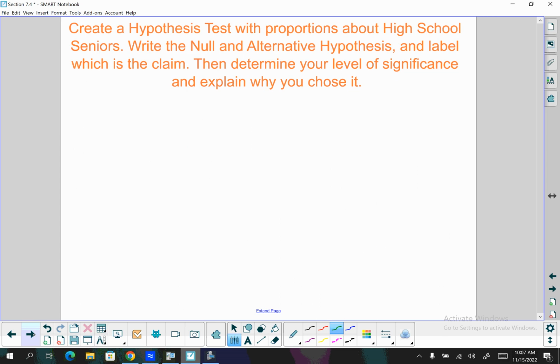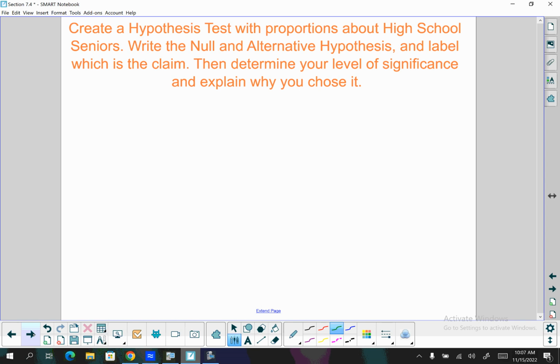Okay, last problem I put in here, again, just to kind of prepare you for your upcoming project. When you do your project, you're going to have some hypothesis tests and confidence intervals to do, but you also have to make your own hypothesis test about a proportion. So this says create a hypothesis test with proportions about high school seniors, write a null and alternative hypothesis, label which is the claim, and then we're going to determine a level of significance ourselves and explain why we made that decision. Okay, so make a claim about high school seniors, something that has to do with a percent of high school seniors. This percent of seniors did this, or at least this percent, or at most, or more than, or less than. It has to be about a percent, though.